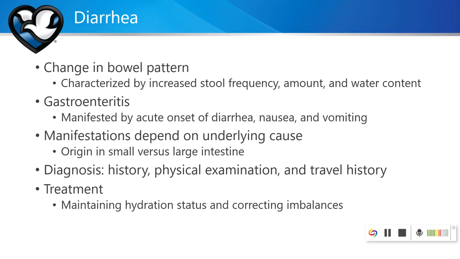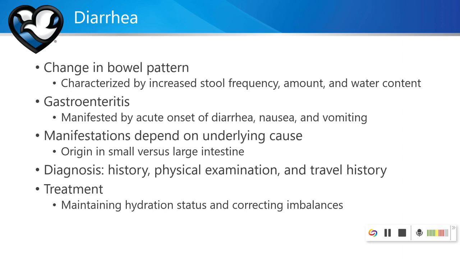Gastroenteritis is an intestinal disease manifested by acute onset of diarrhea, nausea, and vomiting due to infection. Diarrhea can also be triggered by certain medications. Depending on the cause, acute diarrhea is often self-limiting, and causes of chronic diarrhea are usually non-infectious and include inflammatory bowel diseases, irritable bowel syndrome, malabsorption syndromes, endocrine disorders, chemotherapy, and radiation.